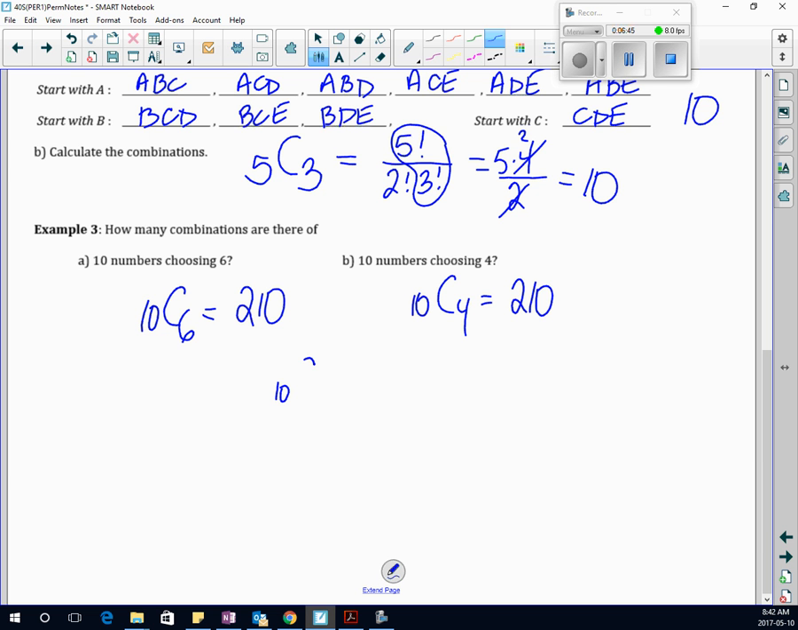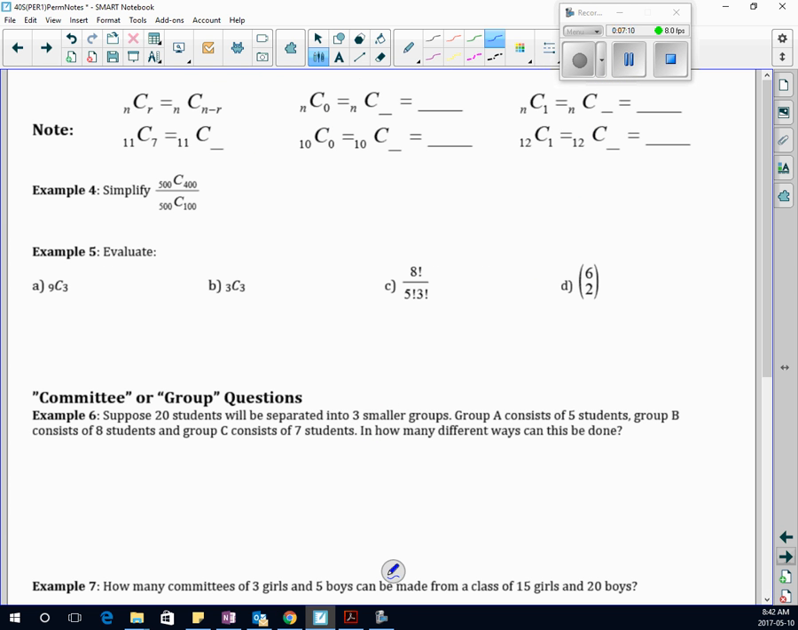Yeah, so remember 10 choose 6 is 10 factorial divided by 4 factorial, 6 factorial. And 10 choose 4 is 10 factorial divided by 6 factorial, 4 factorial. And do you see this multiplication at the bottom? It doesn't matter which order you do it in, right? So that leads us to some certain properties for combinations. So nCr is equal to nC(n minus r).